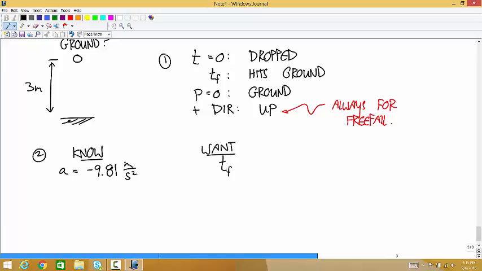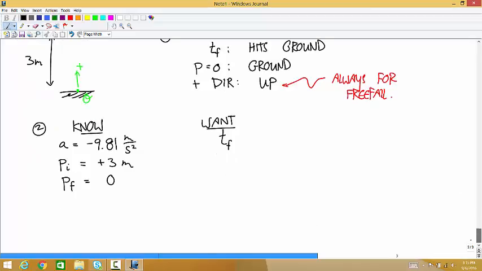Do we know P initial, the position when time is equal to 0? If our 0 is here and our positive is that way, then when time is equal to 0, the position is 3. And when t is time final, the final position is 0, because that's when it hits the ground. When time is equal to 0, what's the velocity equal to? When it's released, it's being dropped from something that's not moving at all, so this is just equal to 0. And then when it hits the ground, we don't know anything about the velocity, but we don't care, so we'll leave that off.